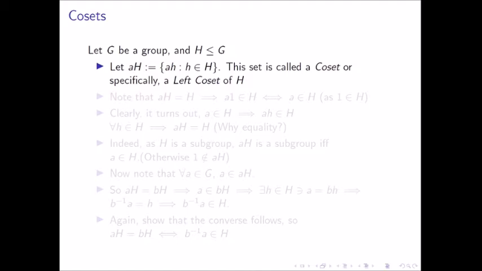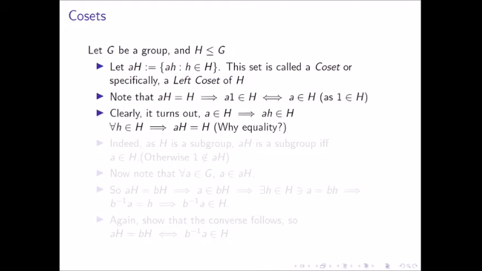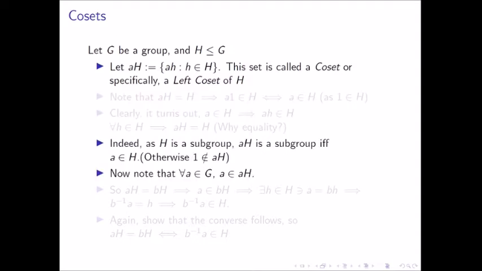Note that aH is equal to H implies that a times 1 is an element of H, which is if and only if a belongs to H. As 1 is an element of H, this holds. In fact, the converse also holds. So indeed one can show that aH is equal to H if and only if a is an element of H. Now note that for all a belonging to G, a is an element of the coset aH.